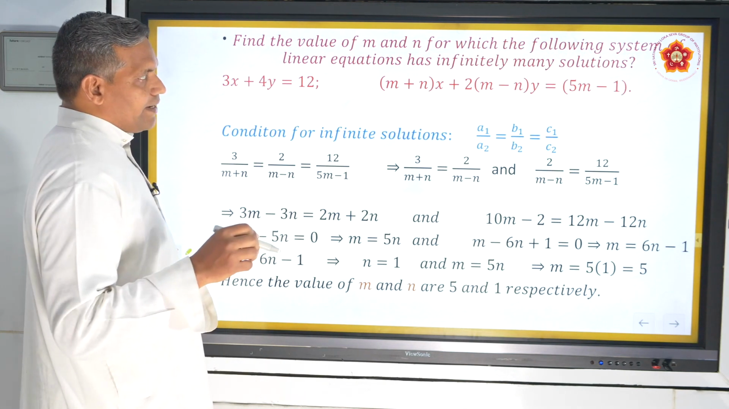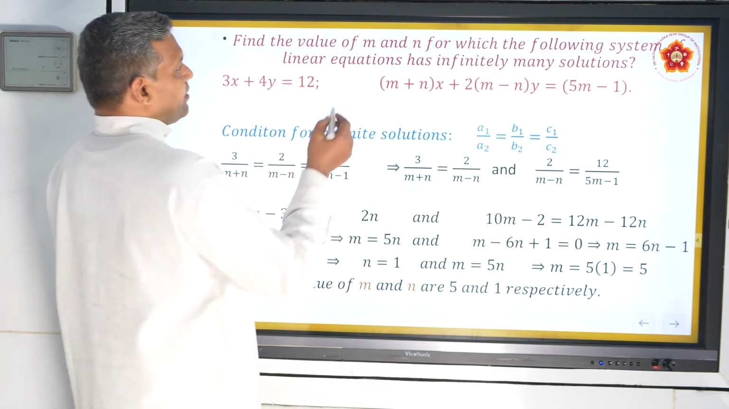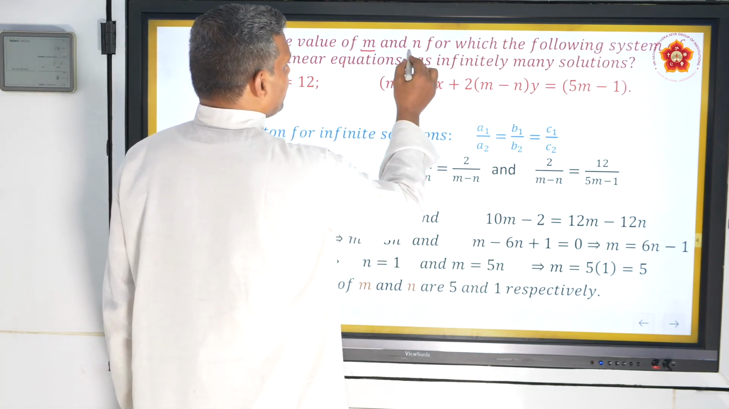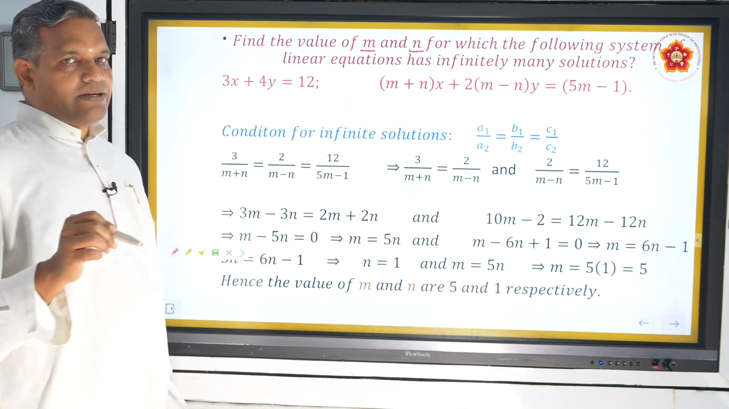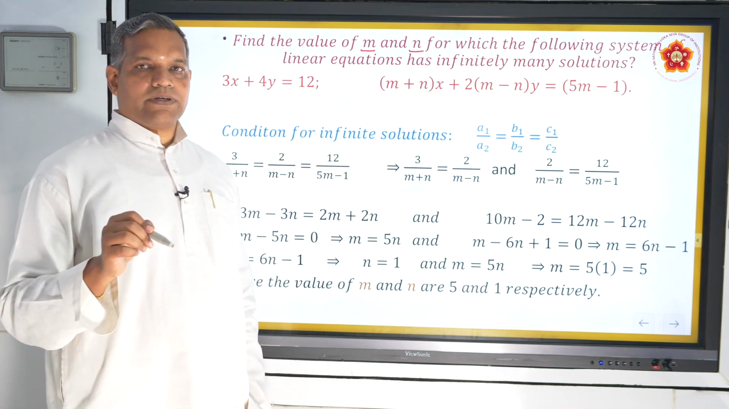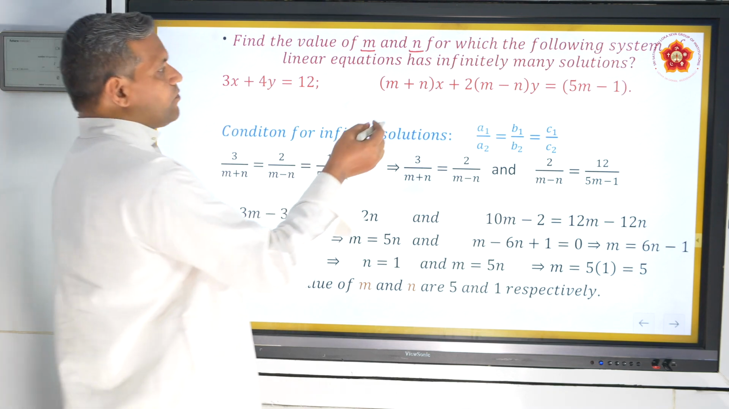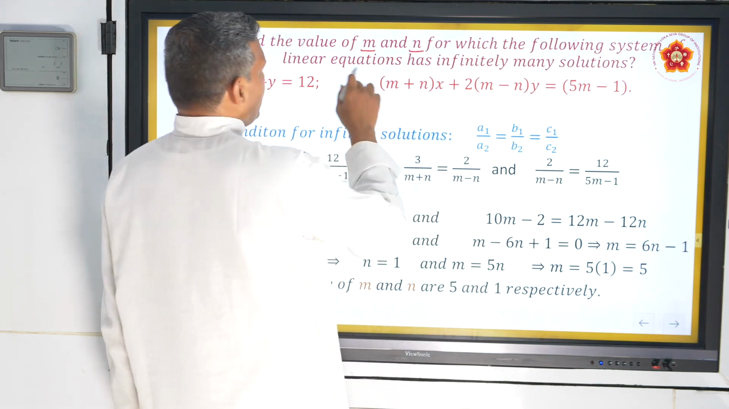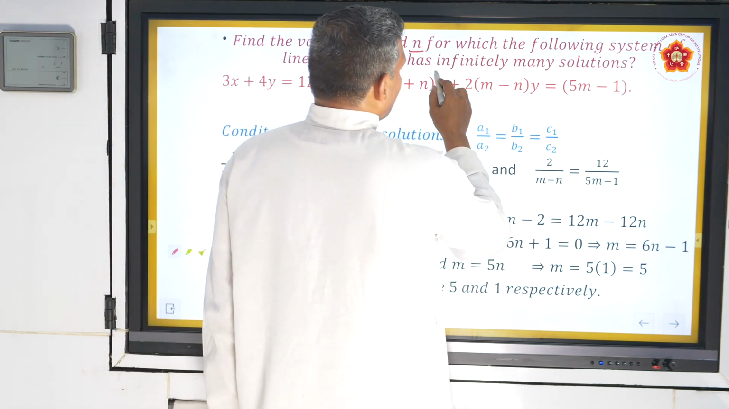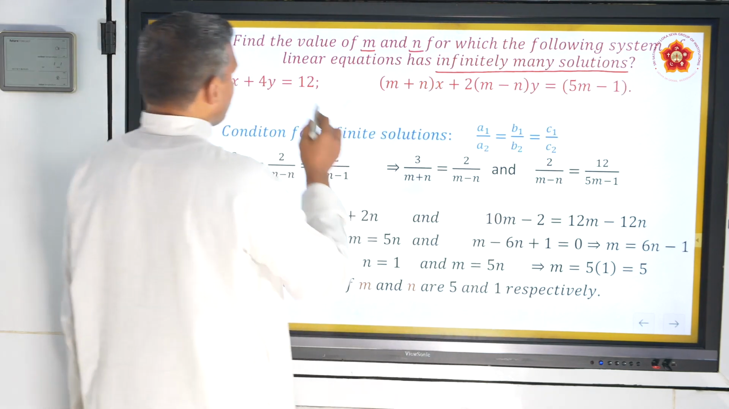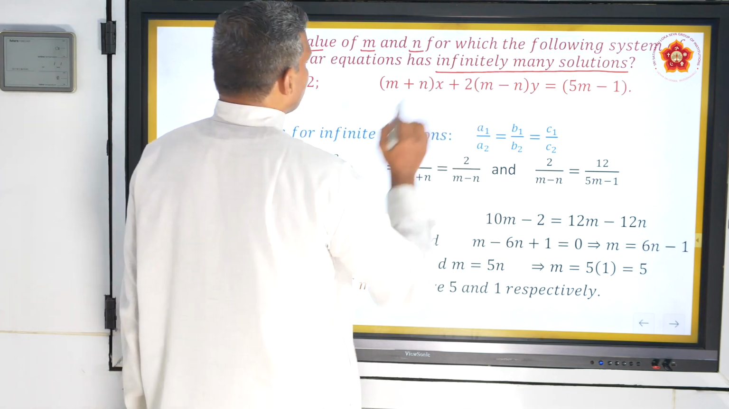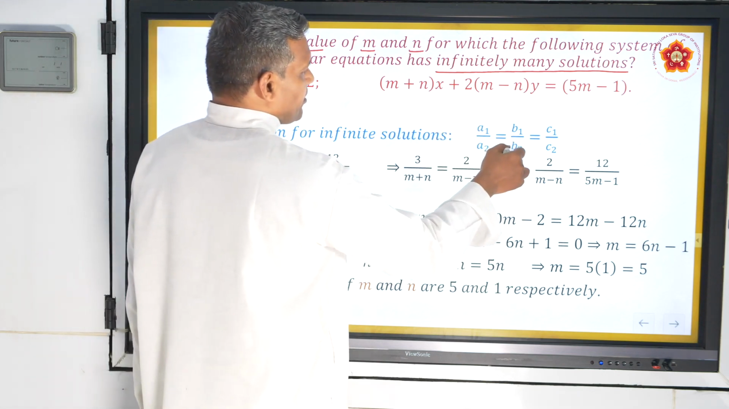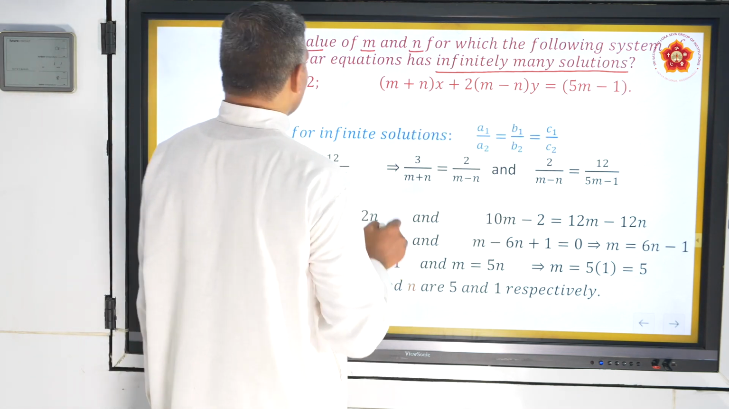Sairam, in this case, this particular sum is selected to make you comfortable to calculate the values of m and n. In this sum, it is given m and n, and some of the sums they might have given a and b, and they ask you to find which of the following system of linear equations has the infinitely many solutions. So, you have to find the values if the solutions are infinity. So, you take the condition of infinity solutions, a1 by a2 is equals to b1 by b2 is equals to c1 by c2, then write down.